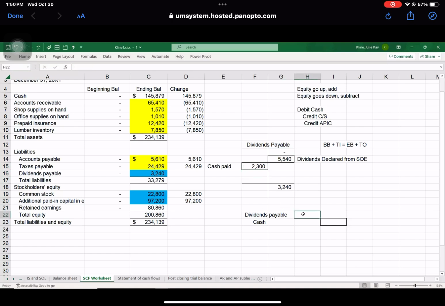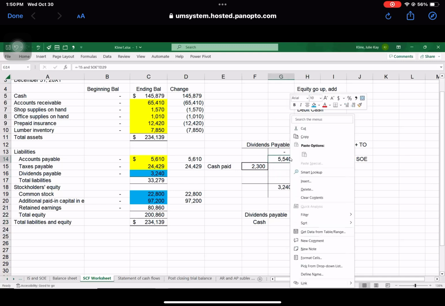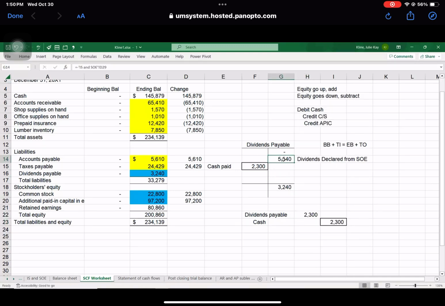And so the entry for the cash paid for dividends is going to be the credit cash paid of 2,300, which is therefore the debit in that dividends payable account, such that my T account all balances. And you can see it's really the difference between the dividends declared and the ending balance. That's what we have left. This dividends payable is what we have left to pay, right? So we already paid 2,300.